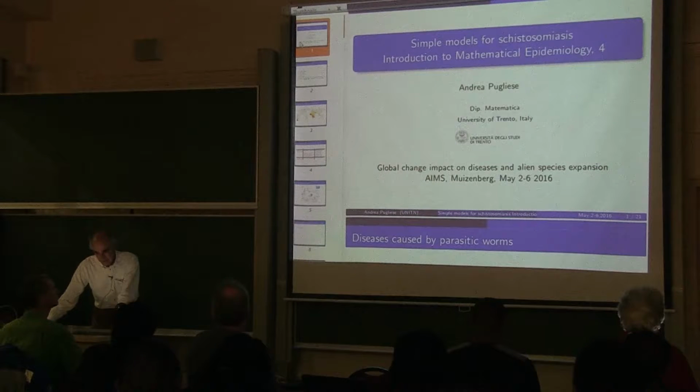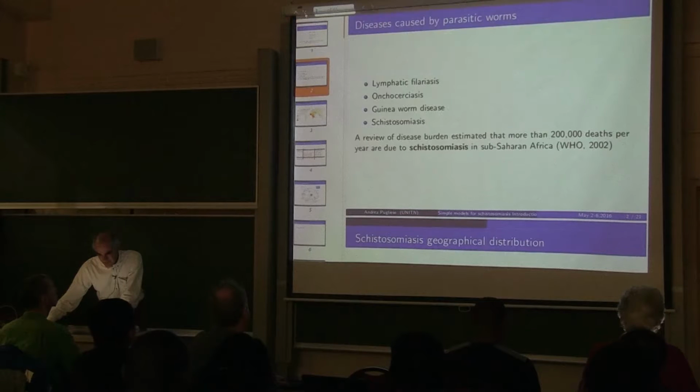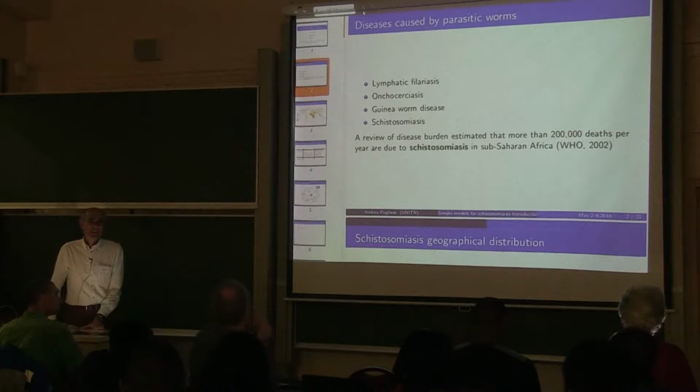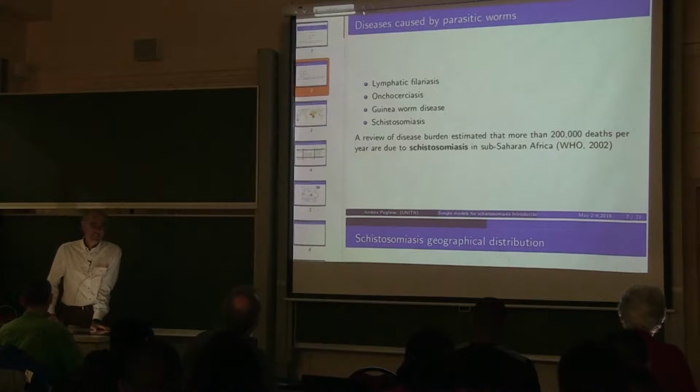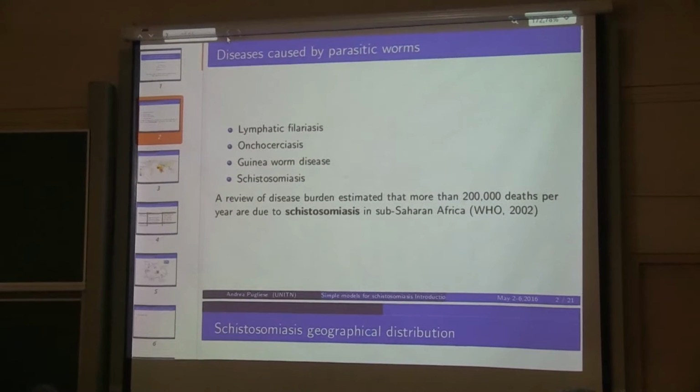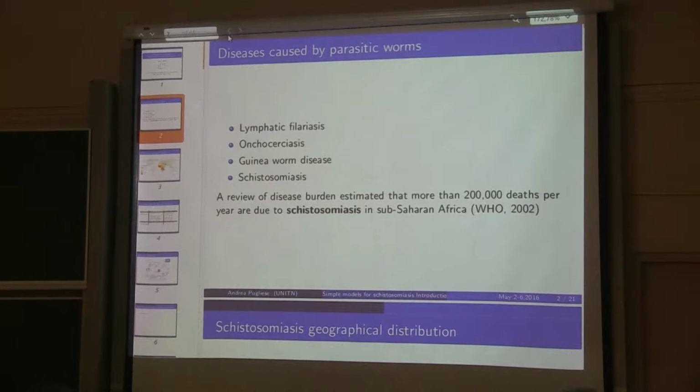As you all know, there are many diseases that are caused by parasitic worms. Here I listed some of the first ones that are listed in the WHO list of neglected tropical diseases, and actually most of them are concentrated in Africa. So most people who suffer from these diseases are concentrated in Africa.